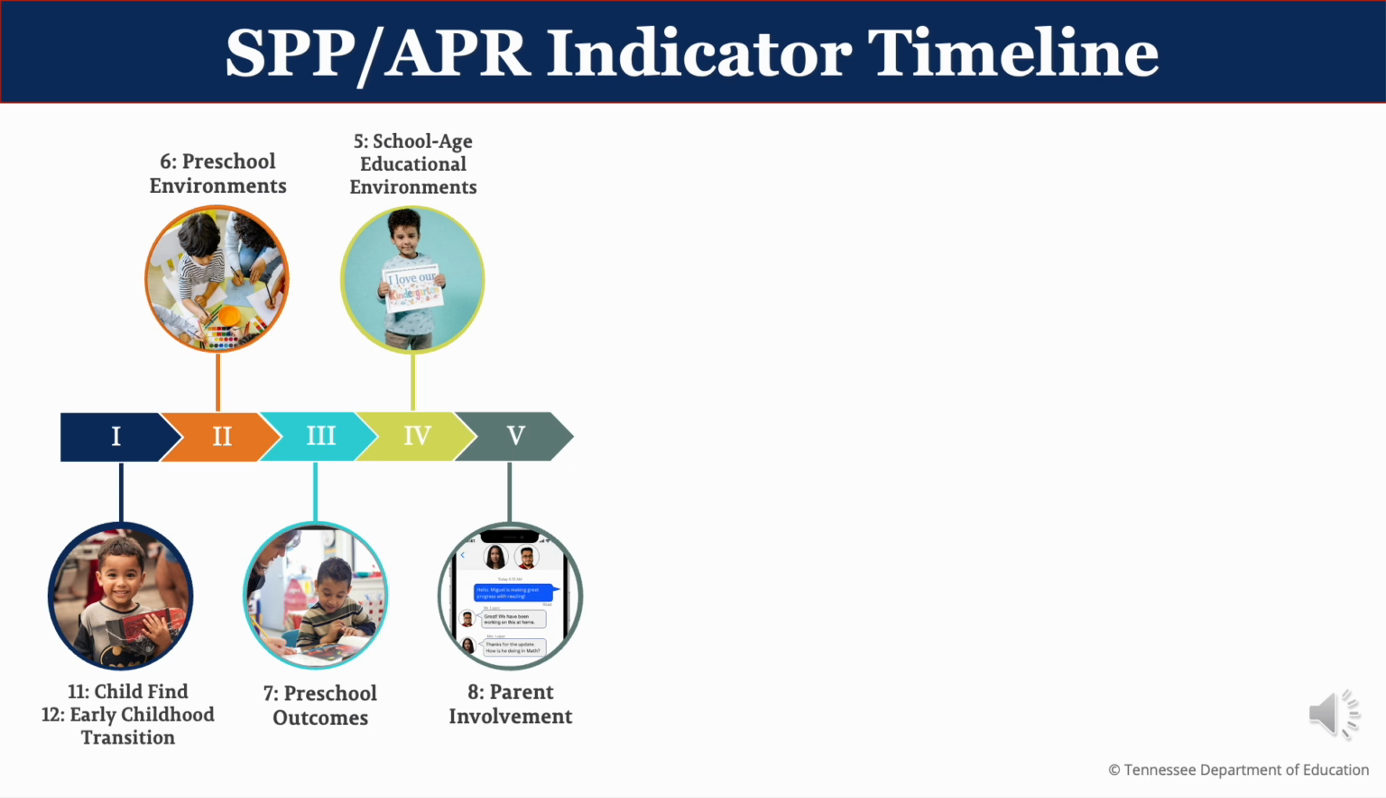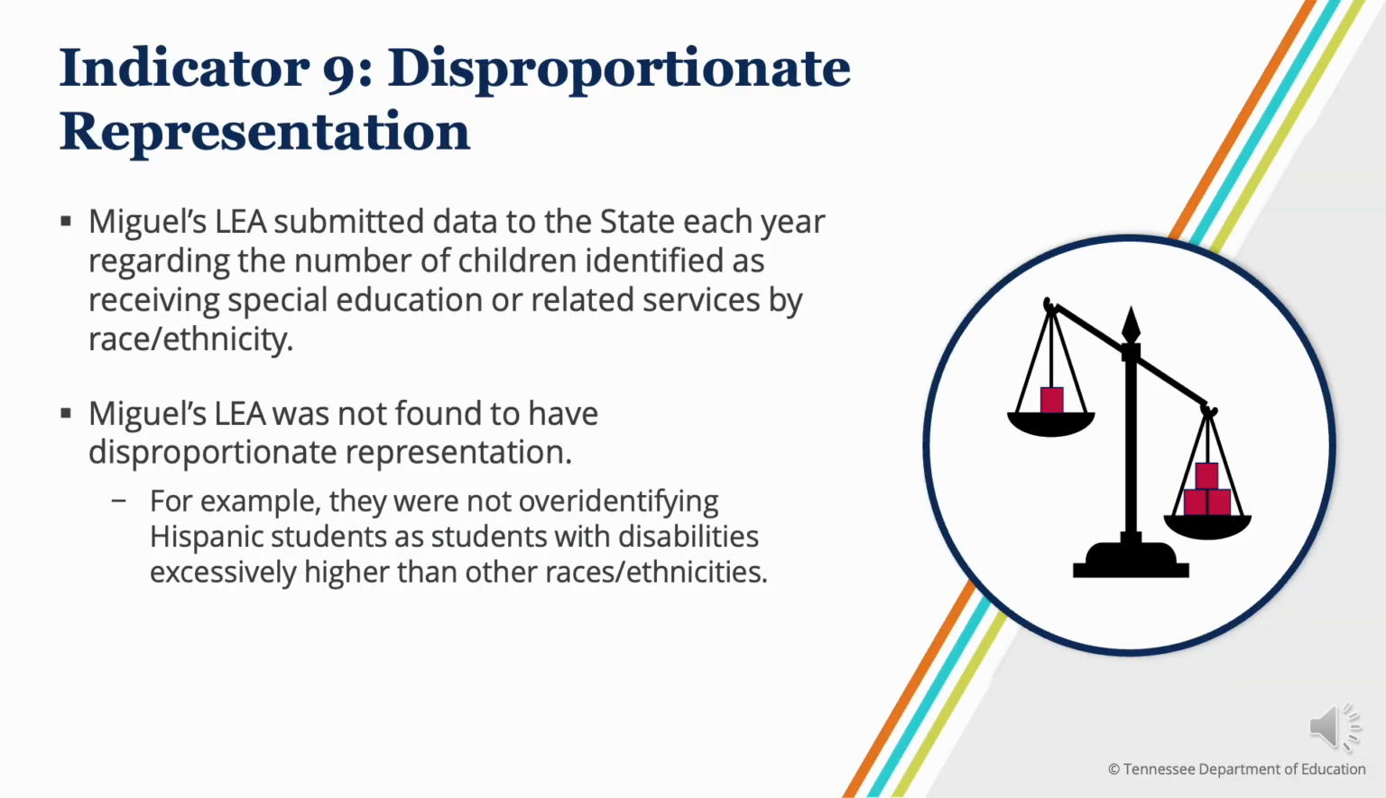The LEA established very early on that parent involvement and good communication was the key to Miguel's success, and we drop another flag along his educational journey. Indicator 9, disproportionate representation, measures the number of children identified as receiving special education or related services by race or ethnicity. Miguel began to move through the grade bands.